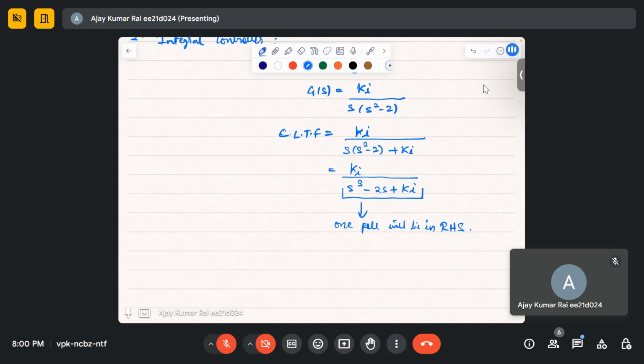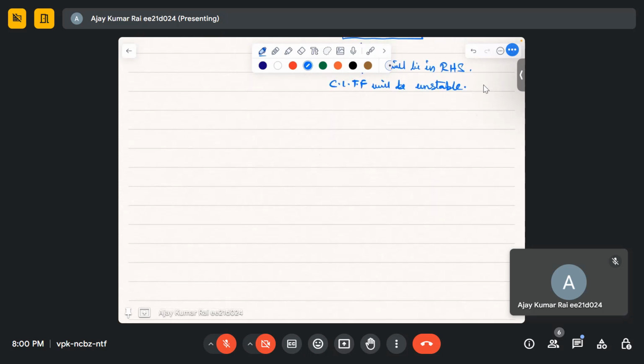So the closed loop transfer function will be unstable. So this integral controller is also not working. Let us see with the third type of controller, that is the derivative controller.